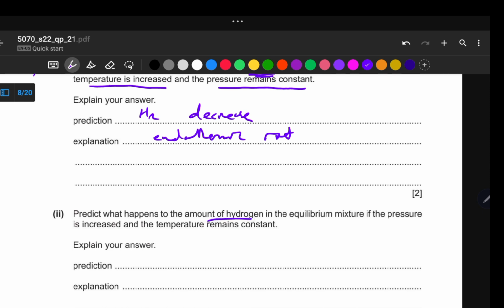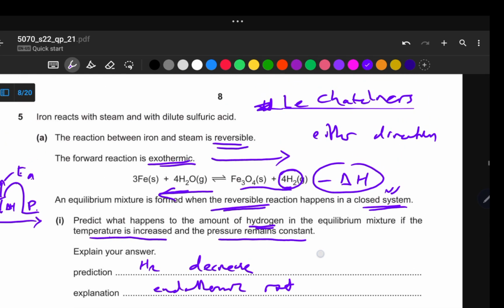And then we go on to the next part, which says predict what happens to the amount of hydrogen again in the equilibrium mixture if pressure is increased and temperature remains constant. So the effect of pressure is notable only in gases. So we need to take note of the gases only, right? So let me clear this one so that we can easily identify the gases. This one is in solid phase, so we cancel this out. This one is in gaseous phase, right? This one is in solid phase, so we also cancel this one out.